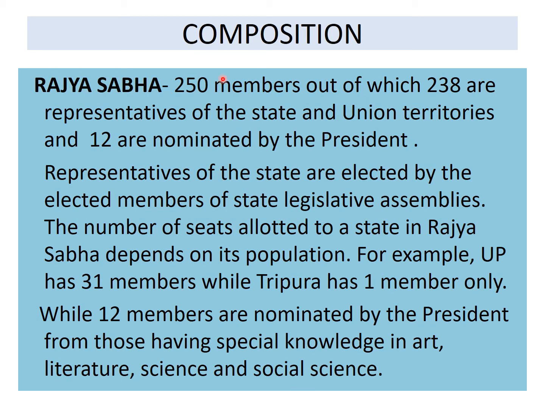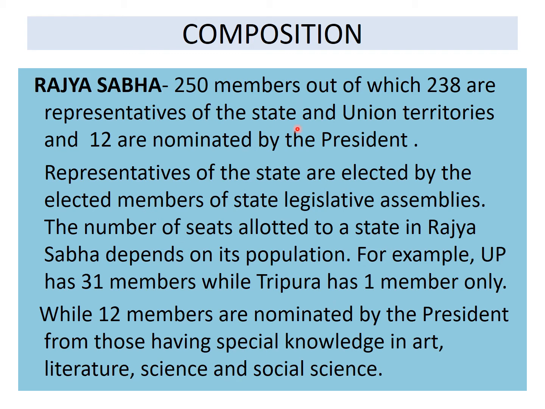Now, in Rajya Sabha, there are 250 members, out of which 238 are representatives of states and union territories, and 12 are nominated by the president. Who are these 12? These are people having special knowledge in the field of art, literature, science and social science. For example, Sachin Tendulkar or Rekha being part of the Rajya Sabha means that these are people who have excelled in their field. It can be in the field of art, sports, or science. So they are nominated by the president in the Rajya Sabha.